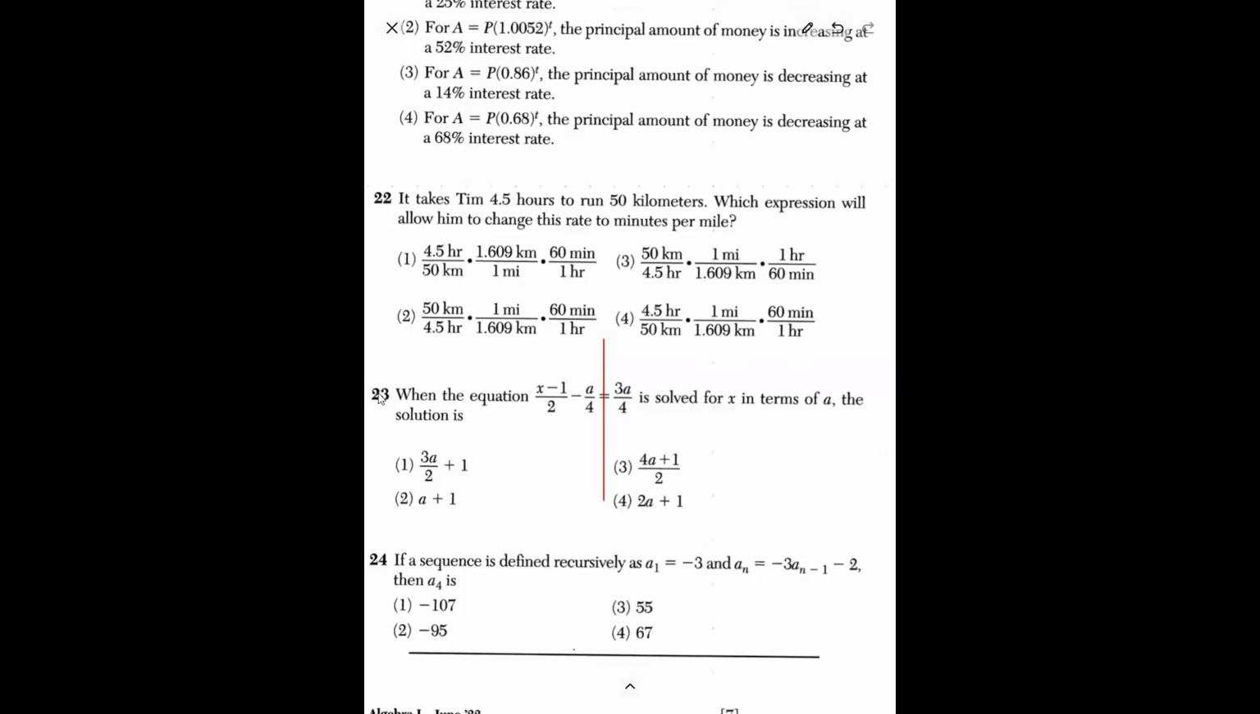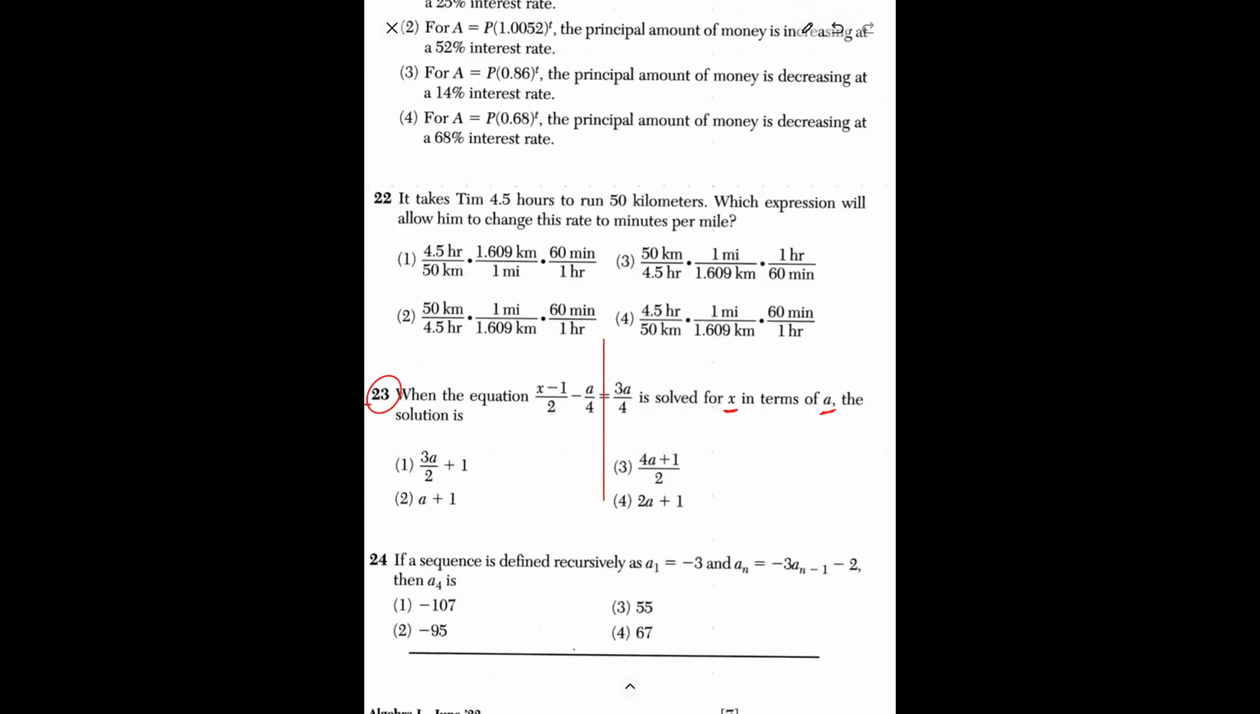All right, so we're gonna be doing question number 23. It's basically an equation that has an x and it has an a, and it says they want us to solve for x in terms of a. Normally we're solving for x and it's just gonna be a number, but in this case, we're solving for x and it also is gonna have the letter a in it.